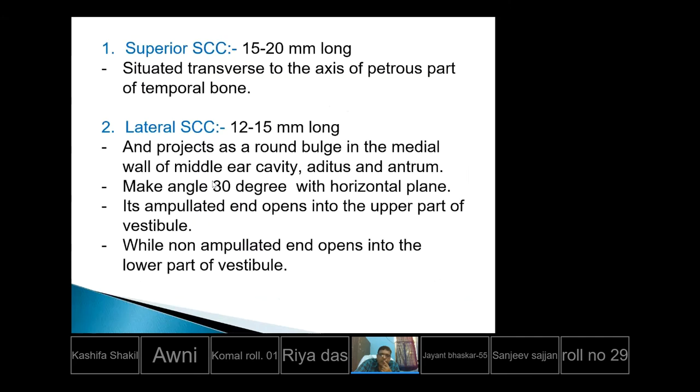Now come to the next structure of the bony labyrinth. Now about every canal, some details. First, the superior semicircular canal, which is 15 to 20 millimeters long, and its position is transverse to the axis of the petrous part of the temporal bone.